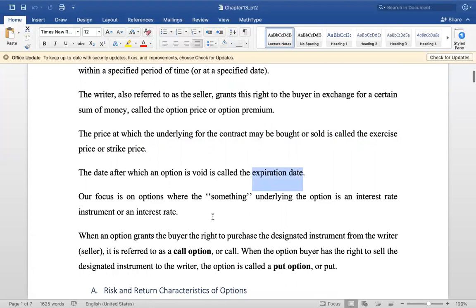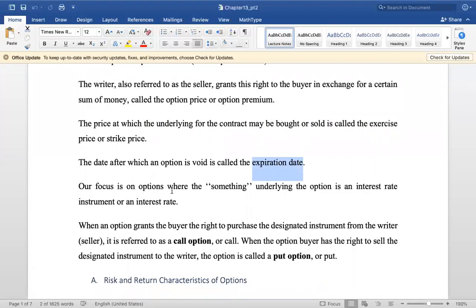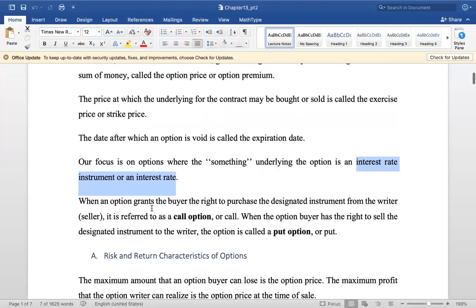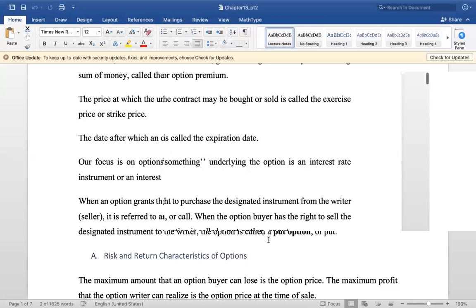Our focus is on the options where the underlying is an interest rate instrument or the interest rate itself. When an option grants the buyer the right to purchase the designated instrument from the writer, it's called a call option. And when the option grants the right to sell the underlying designated instrument, it is called a put option, or simply a put.